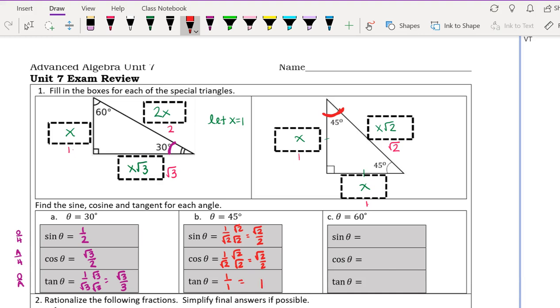Okay, then with the 60 degree, so now we're going back over into this triangle here, and we're going to do opposite over hypotenuse for sine, so that's the square root of 3 over 2. Cosine is adjacent over hypotenuse, so that's 1 over 2. And tangent is opposite over adjacent, so square root of 3 over 1, which is just the square root of 3.